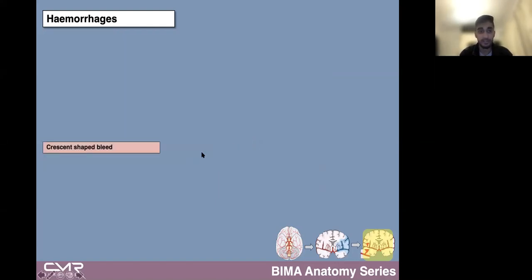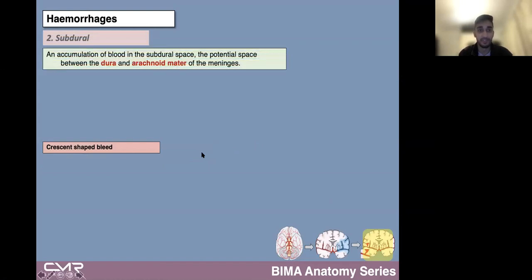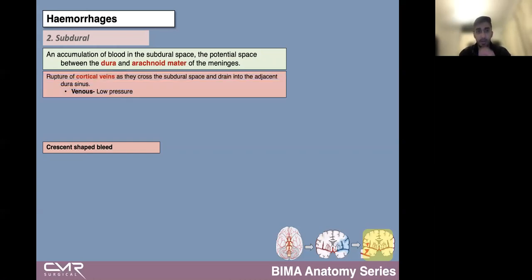The answer has already been revealed, but next is subdural hemorrhages. A subdural hemorrhage is an accumulation of blood within the subdural space, a potential space between the dura and the arachnoid mater meninges. This occurs because of a rupture in the cortical veins as they cross the subdural space and drain into the adjacent dural sinuses. Because it is a cortical vein, it's a low pressure hemorrhage.